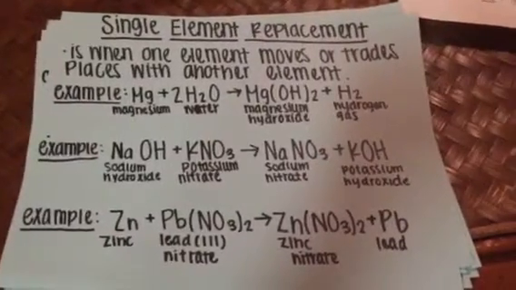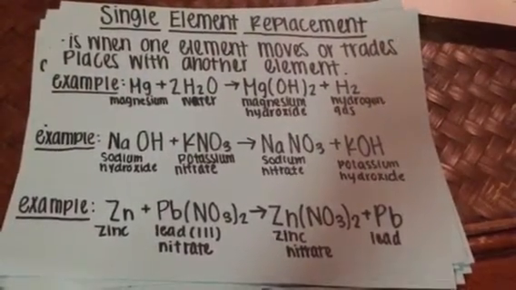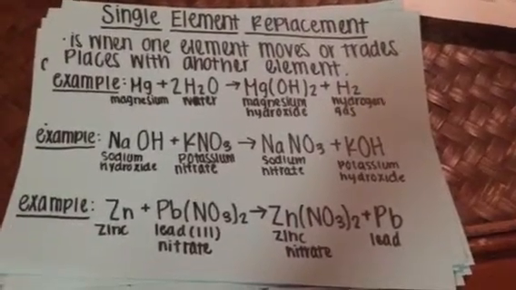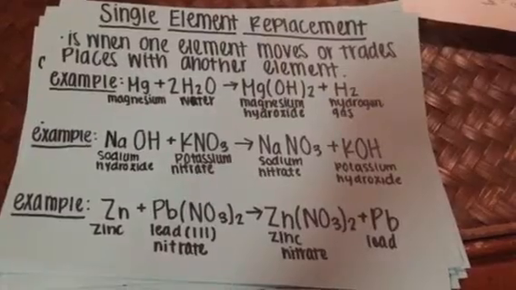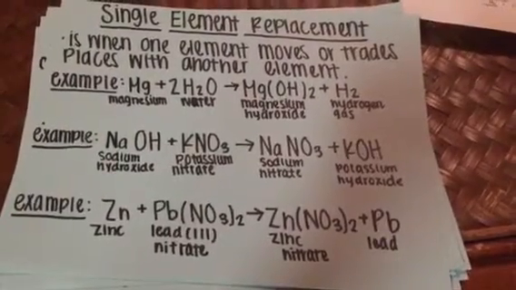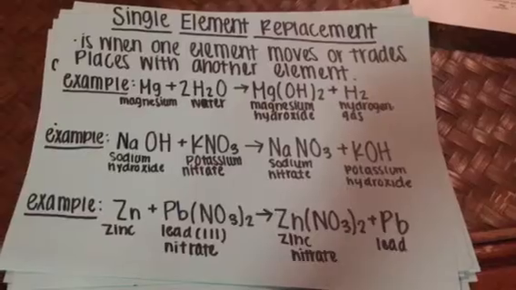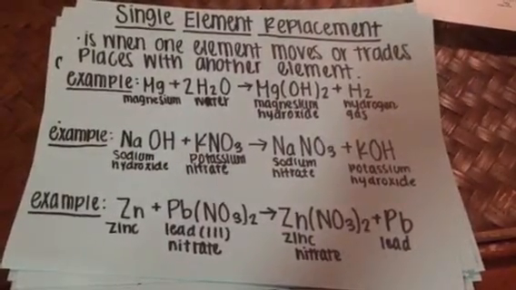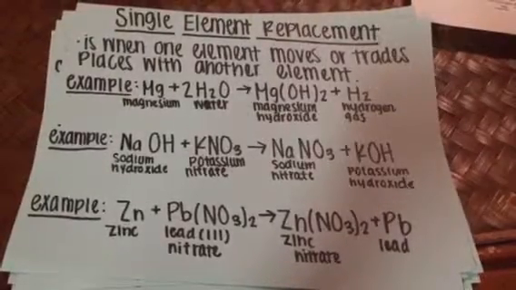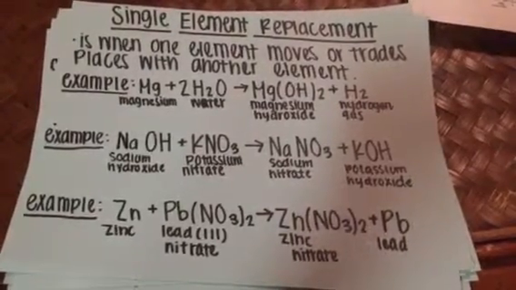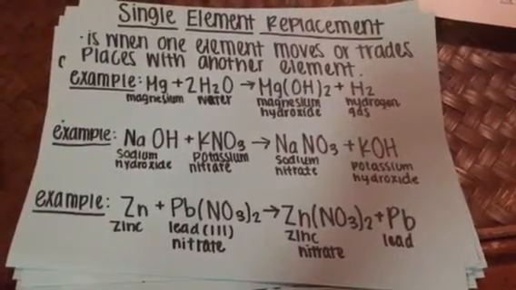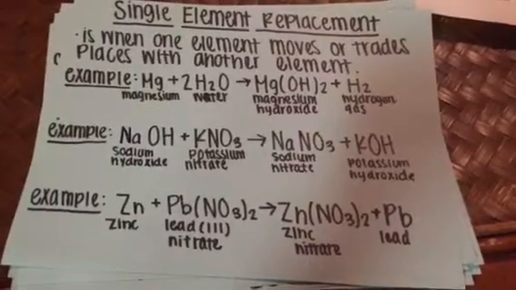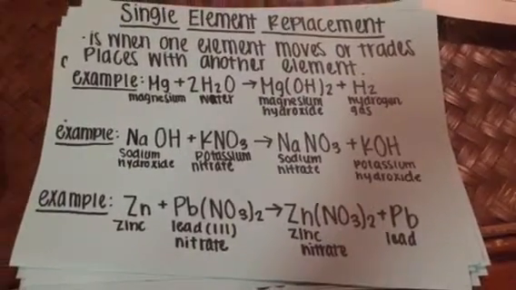Single element replacement is when one element moves or trades places with another element. Examples: magnesium and water react to form magnesium hydroxide and hydrogen gas. Sodium hydroxide and potassium nitrate form to create sodium nitrate and potassium hydroxide. Zinc and lead 3 nitrate react to create zinc nitrate and lead.